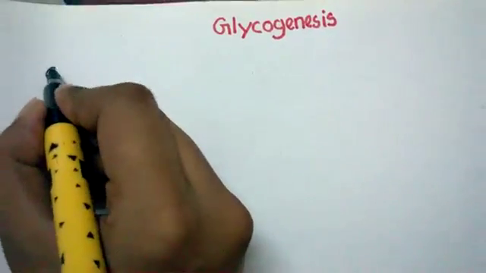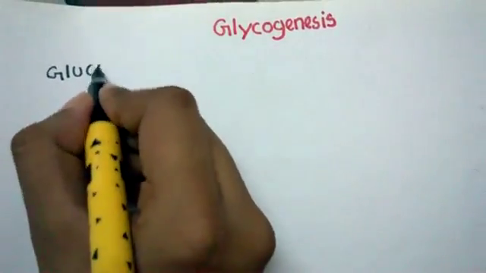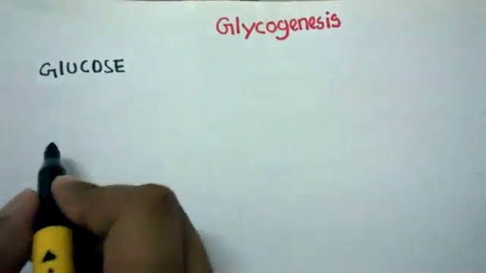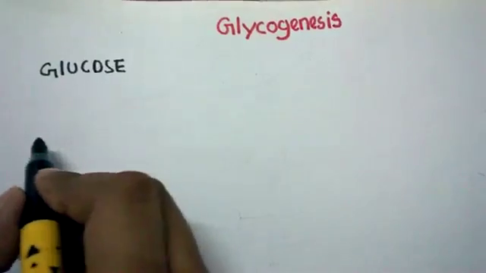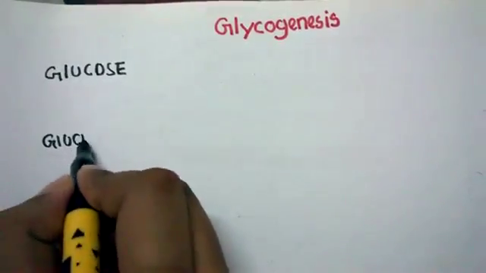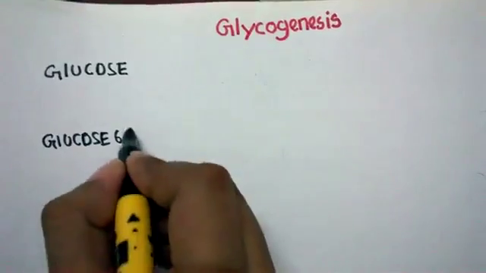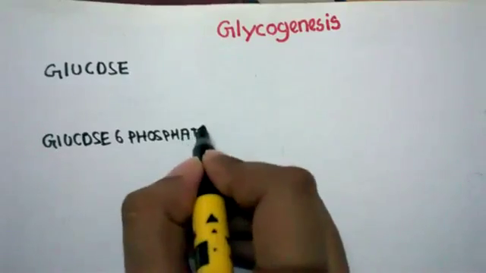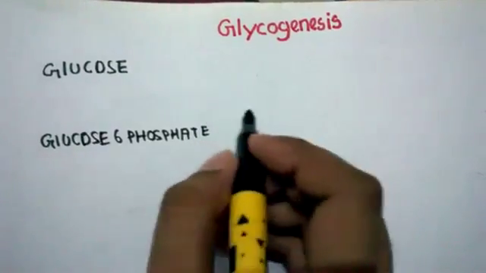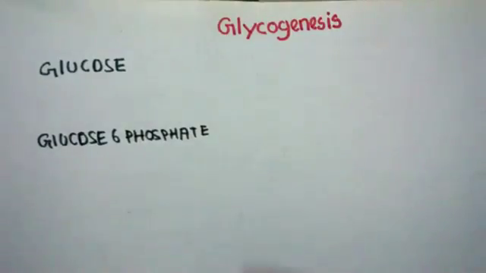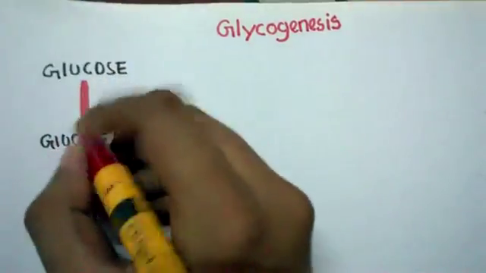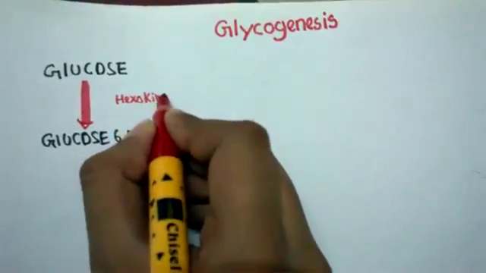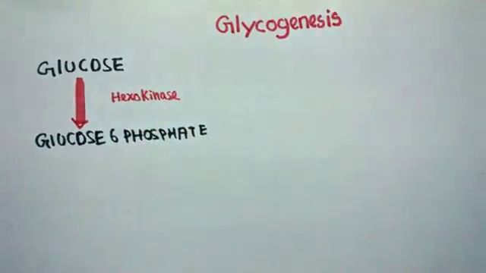So here we have glucose. Glucose is our substrate for glycogenesis. Glucose would be converted firstly to glucose 6 phosphate, and this is a phosphorylation reaction, catalyzed by the hexokinase enzyme, which is a very important enzyme in this pathway.